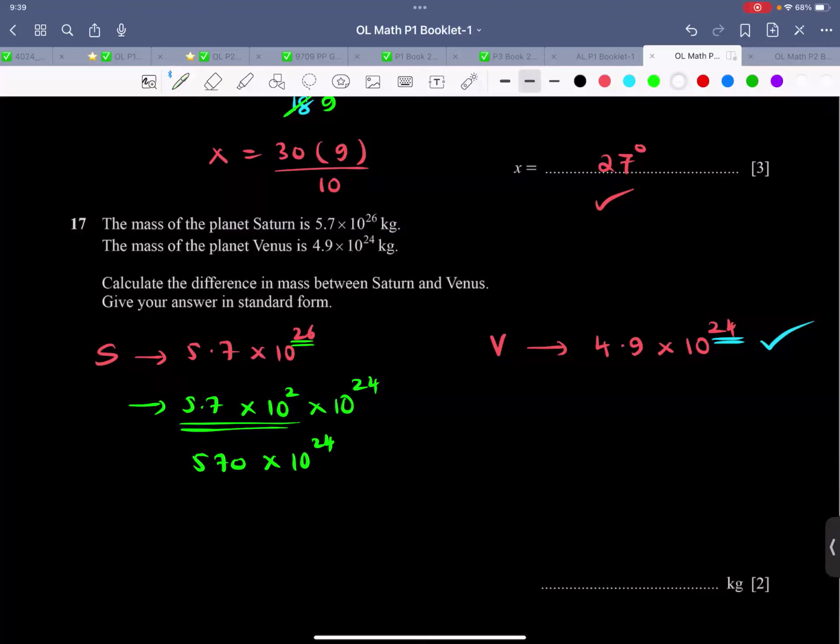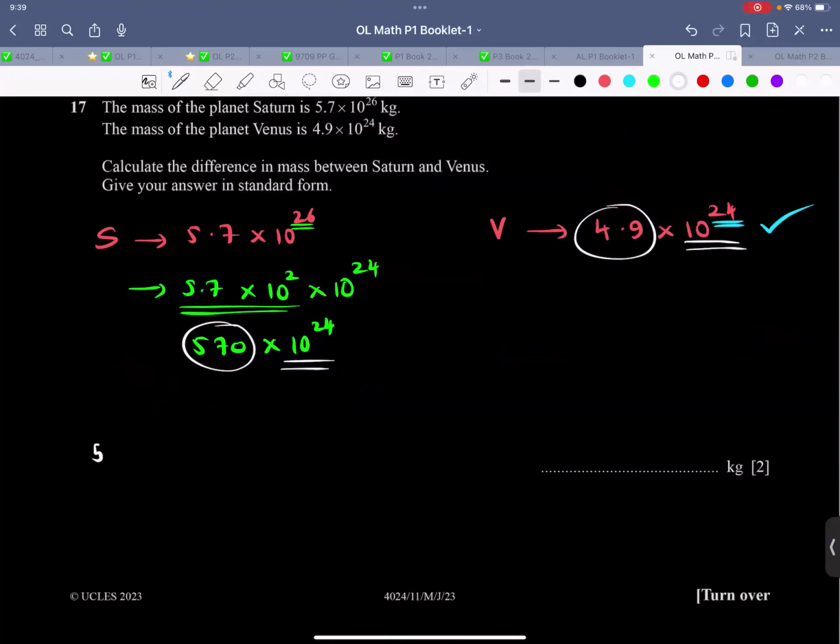Now, both the powers of 10 are the same. I can do the subtraction. So first of all, 570 minus 4.9. 570 minus 4 is 566, minus 0.9 is 565.1. So the difference is 565.1 into 10 to the power 24.